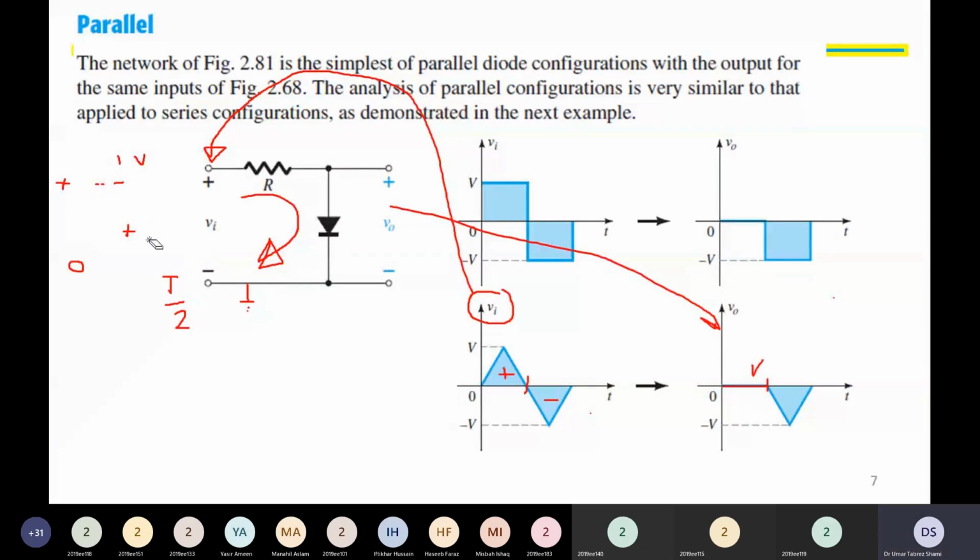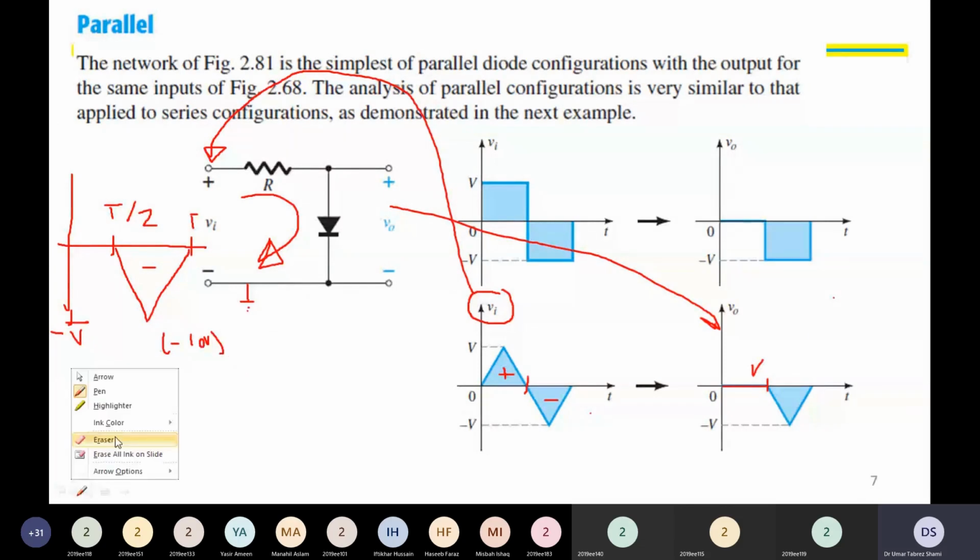After T by 2, let us come to the negative part of the input signal. That is when the input signal is in the negative region, from time T by 2 to time T. The input voltage will be in the negative portion and have a value of negative V volts, or we can assume minus 10 volts.